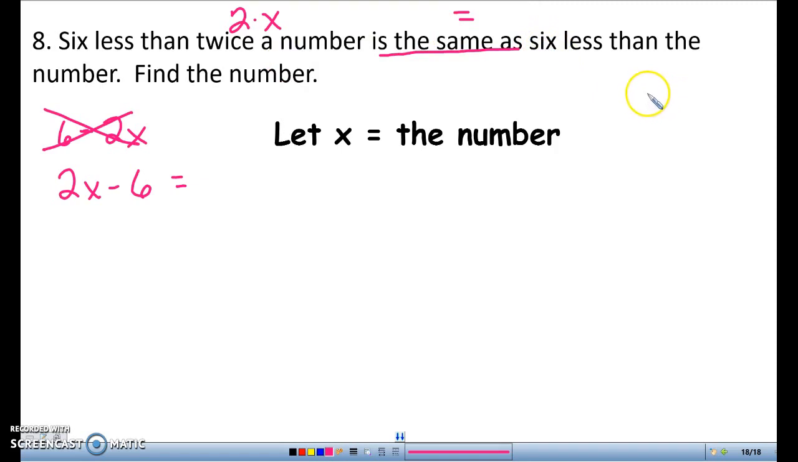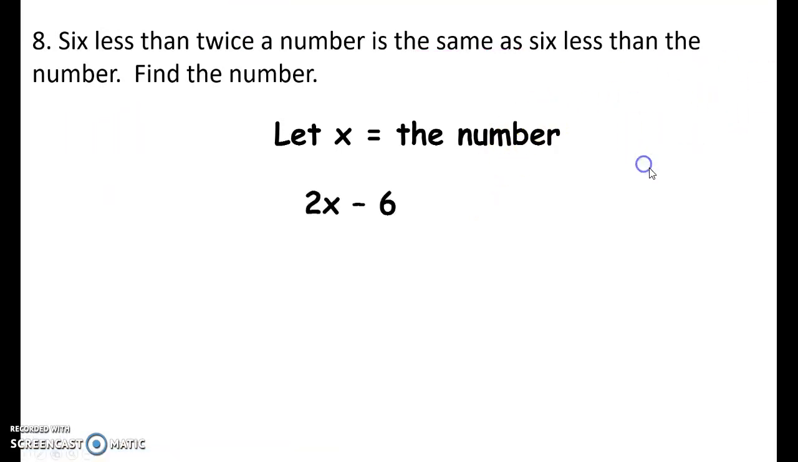6 less than the number, is that this? Or is that this? 6 less than the number means that it's going to be smaller by 6. So it's not that one. It's that. Okay? That's setting up your equation. Now you just have to solve for the variable. Okay, that's 6 less than twice the number is the same as 6 less than the number.